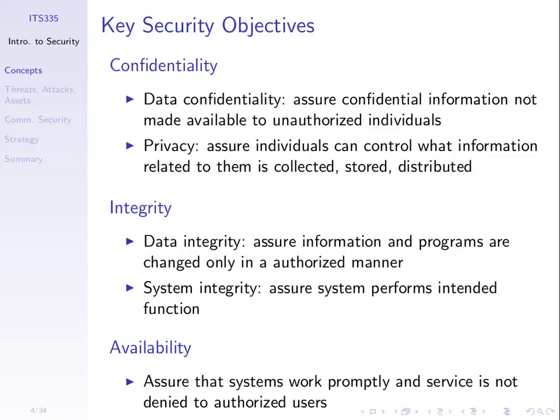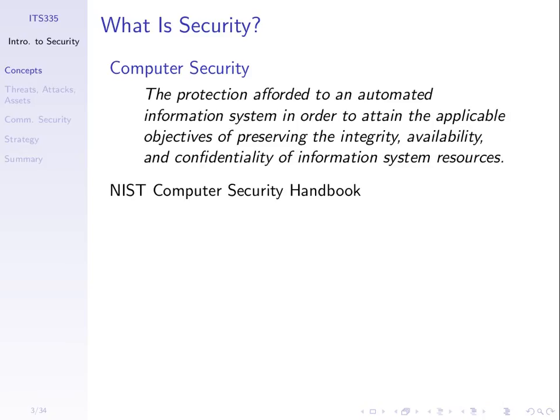It would be a problem for Amazon because they'd lose money if people cannot go to their website to buy things. So we'll see some further examples of that. Normally we would like to have our information kept confidential, maintain the integrity of our system and data, and make sure that the computer systems that we're using are available for their intended purpose. So they come up in this definition of computer security. We want to protect our computer system so that we achieve the objectives of preserving the integrity, availability, and confidentiality.